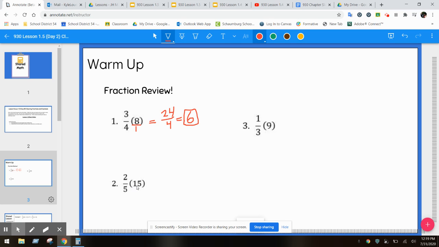Let's try that on number 2. They want me to multiply by 15. Well, 15 is 3 times the value of my denominator. So what's 3 times the value of my numerator? Answer would be 6. Okay, that's the trick. Another way to think of the trick, what if I just divided first? What if I did 15 divided by 5? 15 divided by 5 is 3. And then multiply. 2 times 3 is 6.